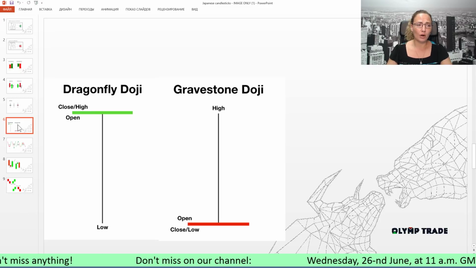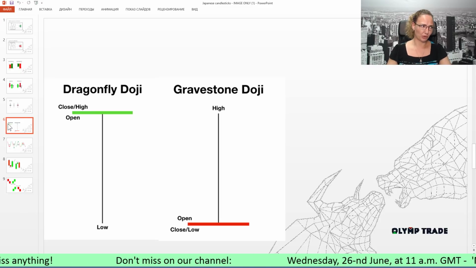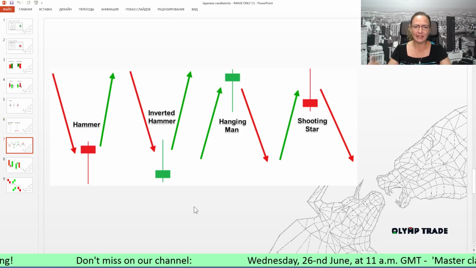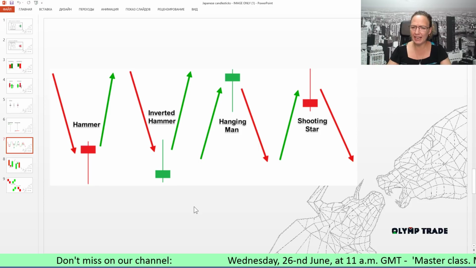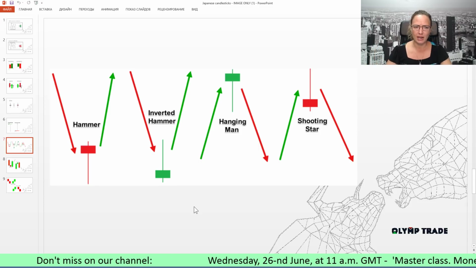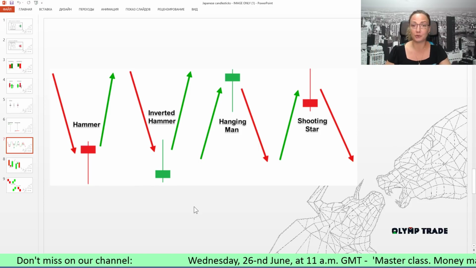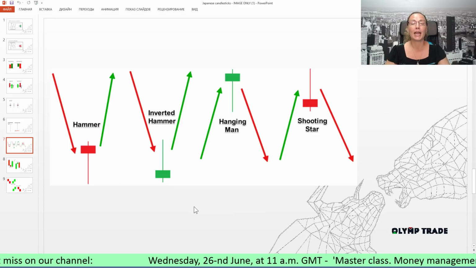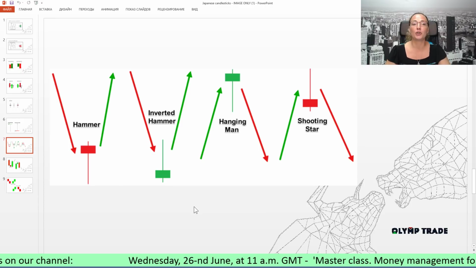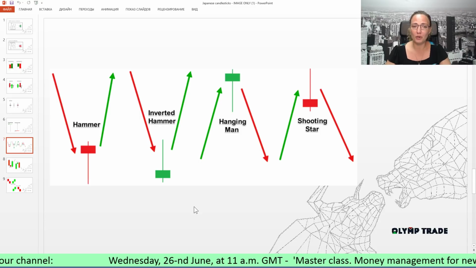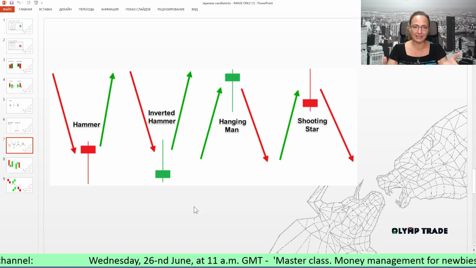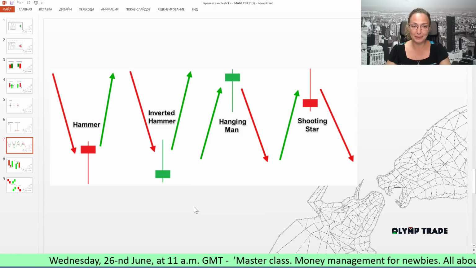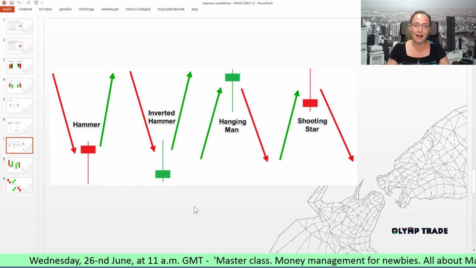Alright, so we have our dragonfly and gravestone doji. The next part, I like the next part. It's funny. We have the hammer, the inverted hammer, the hanging man, and the shooting star. And oh my goodness, I don't even know how I'm going to remember all of this. And do I really need to remember all of this? My suggestion is no, and I'm going to tell you even more. All of these candles can also have another additional name. It's called a pin bar.